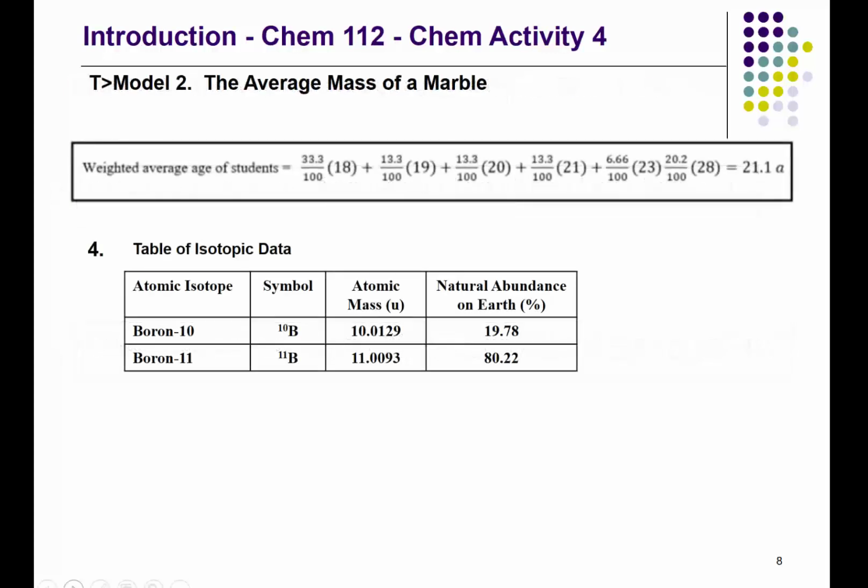Please consider the key questions 4 to 5. You may wish to pause the video. On the next slide, I show our calculation 3 as a reference. To answer key question 4, I include a portion of the table of isotopic data relevant to boron. To calculate the average mass of a boron atom, which of course is a weighted average, I take the mass of each isotope and multiply by its fractional abundance.